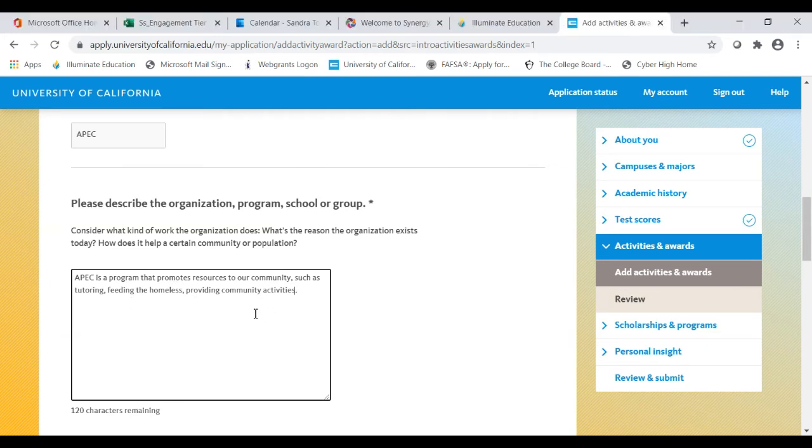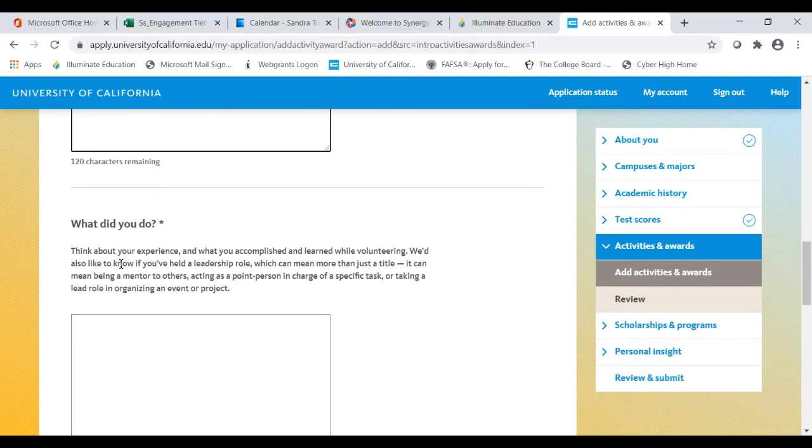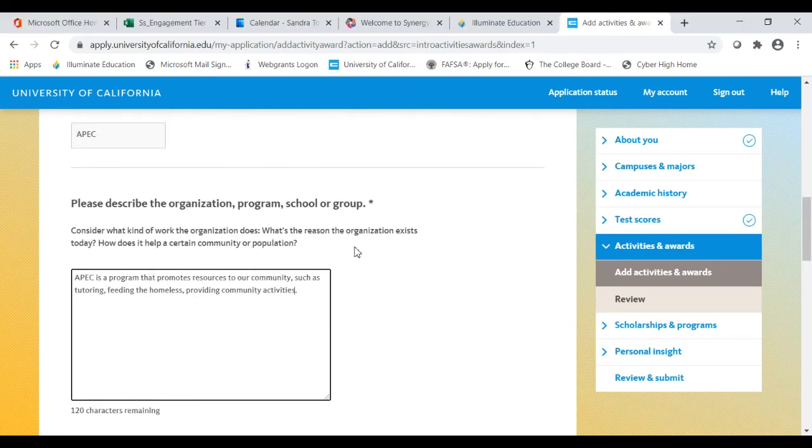What you need to do is, you do have a limit of characters, but you want to write as much as you can to let them know, because they might not know. Every region has a different name, so they might not know what APEC is. So make sure that you spell out what APEC is up here. I just know it as APEC, but you want to make sure you write out the words. So let's say I wrote everything we do here and how we service our community and the things we do for our community. So this is describing the organization.